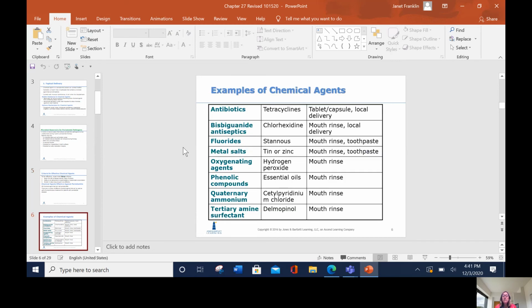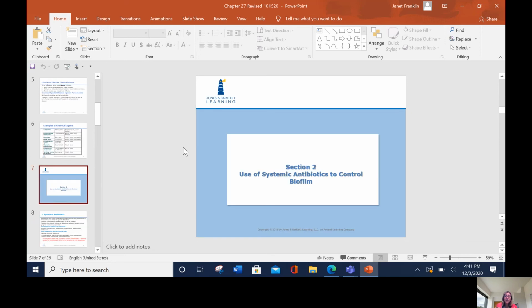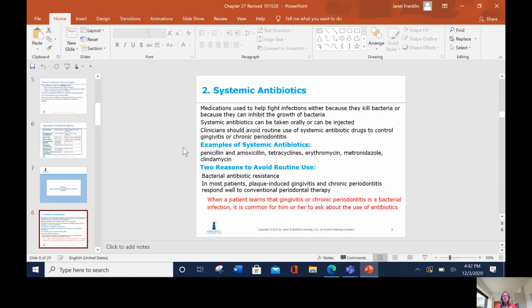Some of your chemical agents might be antibiotics, antiseptics, fluorides, metal salts, oxygenating agents, phenolic compounds, quaternary ammonium, and tertiary amine surfactant. So what are all those things? Let's start with systemic antibiotics to control biofilm. Systemic antibiotics are antibiotics that you take orally that travel throughout your body. They're used to fight infections either because they kill bacteria or because they can inhibit the growth of bacteria. Systemic antibiotics can be taken orally or can be injected.